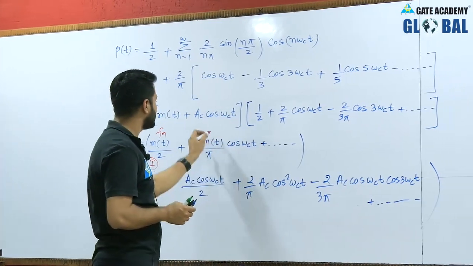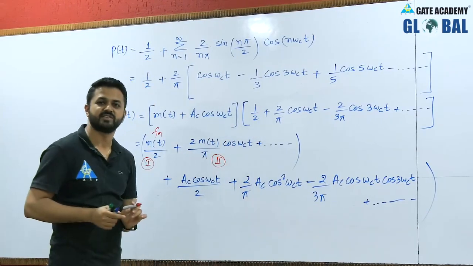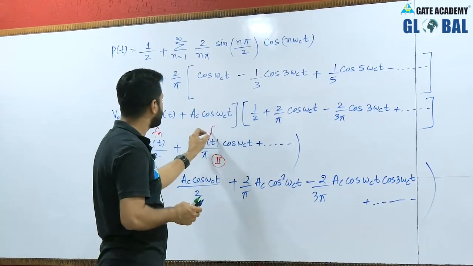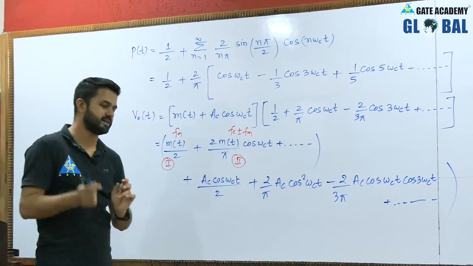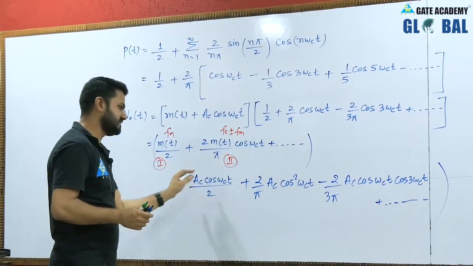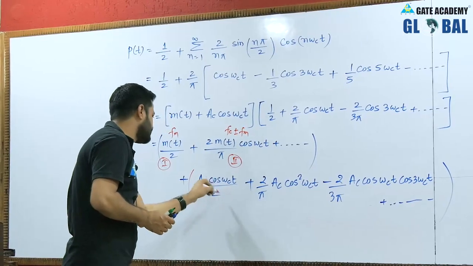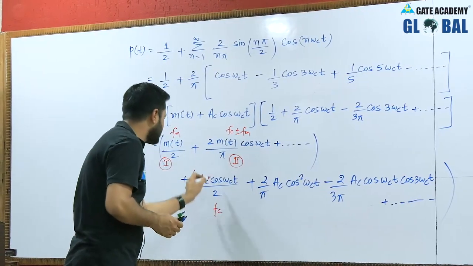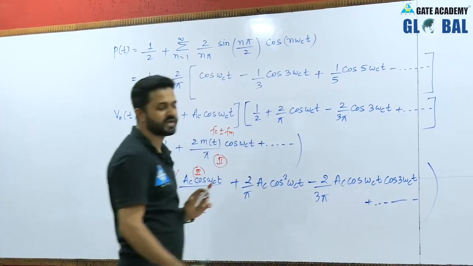This is m(t) cos omega c t, our second term. Here we get the message signal multiplied with a cosine signal, so we get fc plus minus fm, same as the previous method, and so on. Then we get this term Ac cos omega c t, which has frequency fc, and this is our third term. And here we have cos square omega c t.